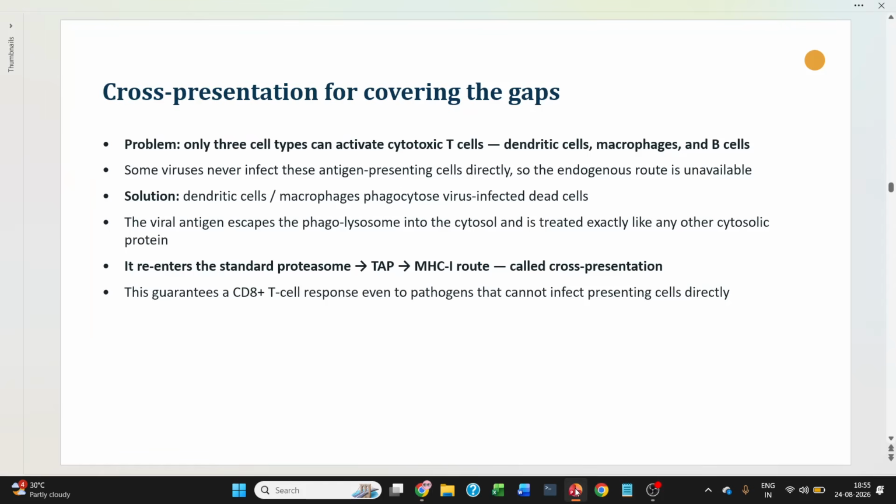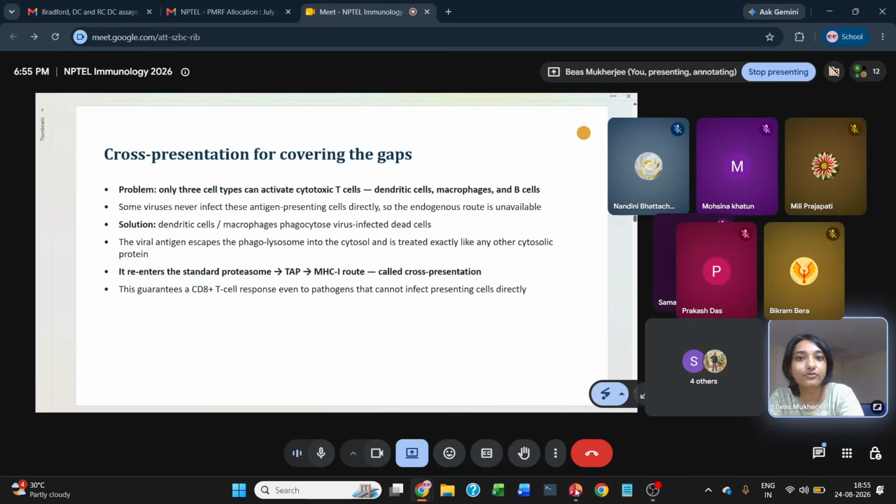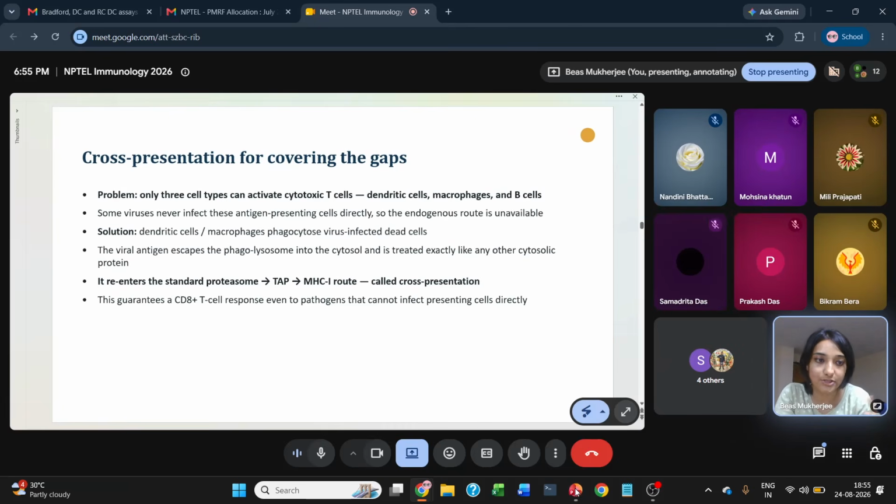Now we have cross presentation for covering the gaps. Next slide, we have MCQs. Now see, the problem is that only 3 cell types can activate cytotoxic T cells. They are dendritic cells, macrophages, and B cells. Some viruses never infect these antigen presenting cells directly, so the endogenous route is unavailable.